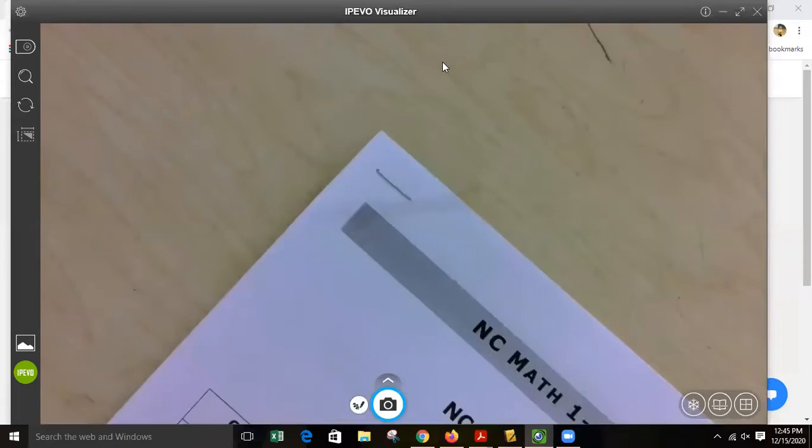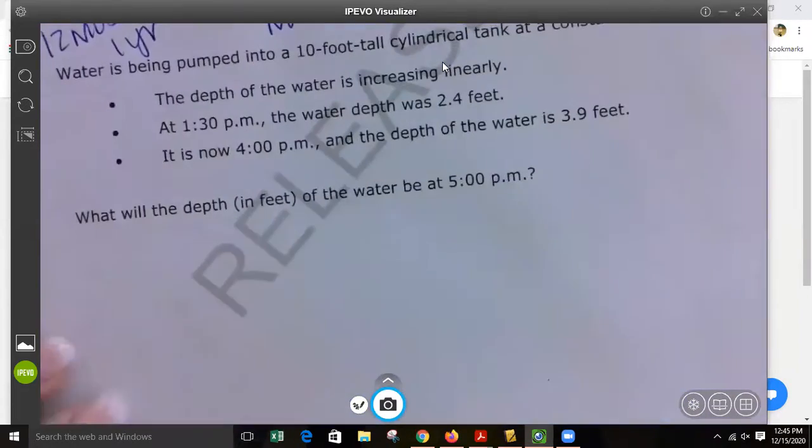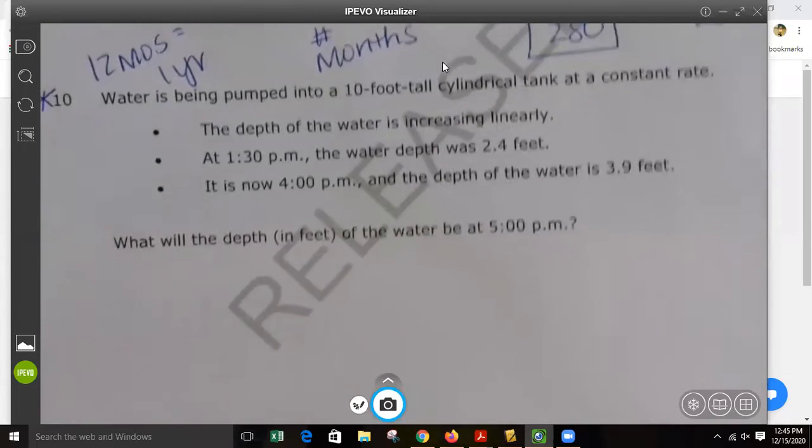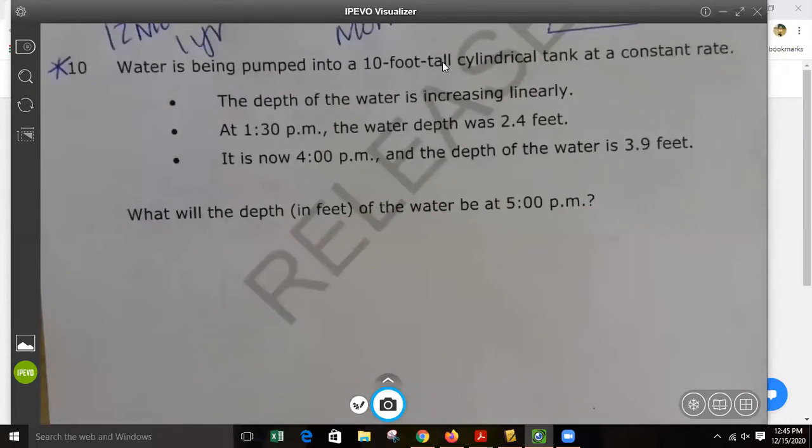Okay, so then we did 6, we did 7, we did 8. Go to number 10. This is the next hardest one. This one might be a little harder than the other one, and it's only because it's got decimals. Okay, so I'll show you how this works.